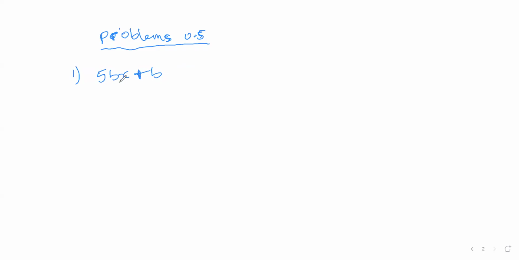Looking at this, there's B in this term, there's B in this term. So B is the greatest common factor. So the GCF method applies to factoring this particular problem. So it's going to be, take my B outside, I'm left with 5x plus 1. And that's the complete factorization of that.